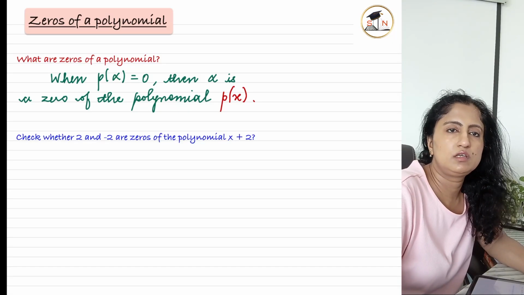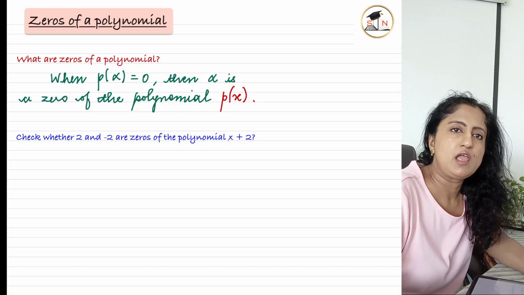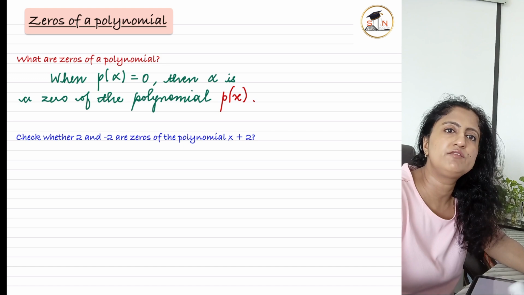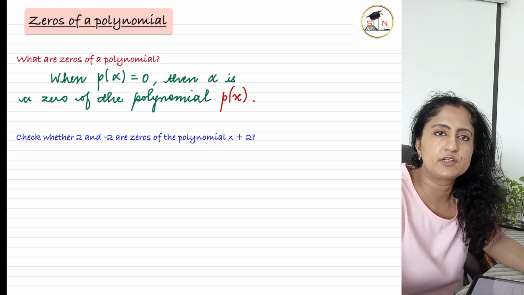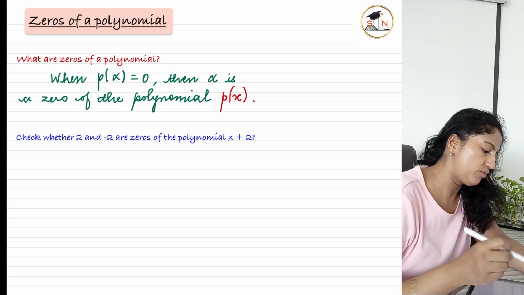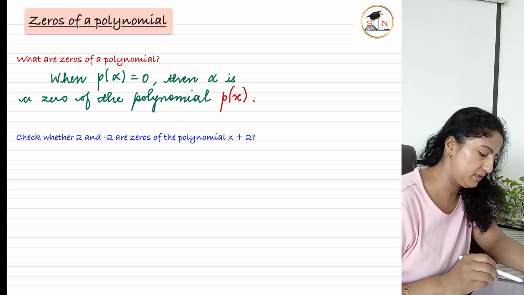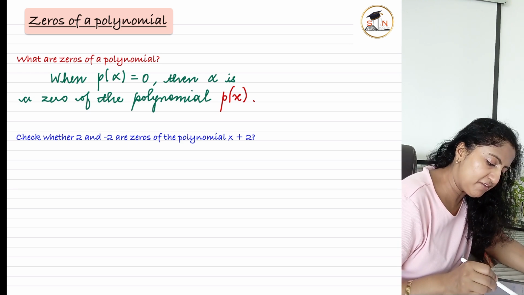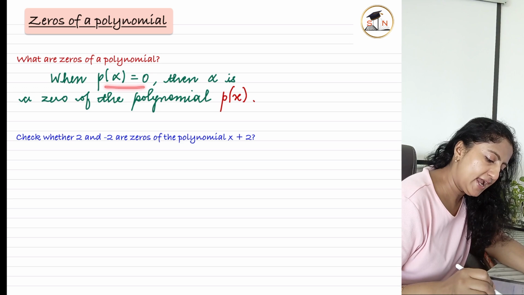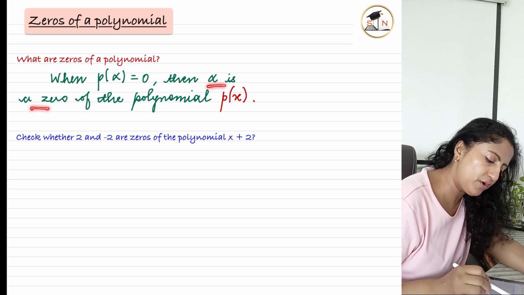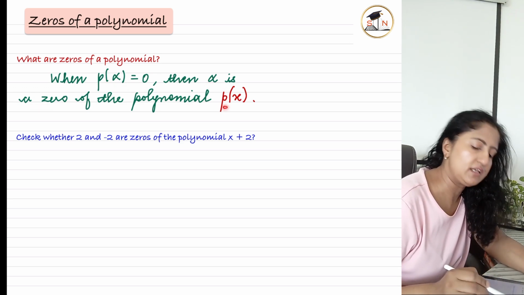We are going to learn what are zeros of a polynomial, how to find them, and then we will follow with what is remainder theorem. Okay. So first, what is a zero of a polynomial? When p(alpha) equals 0, then alpha is a zero of the polynomial p(x). Now, what does it mean?